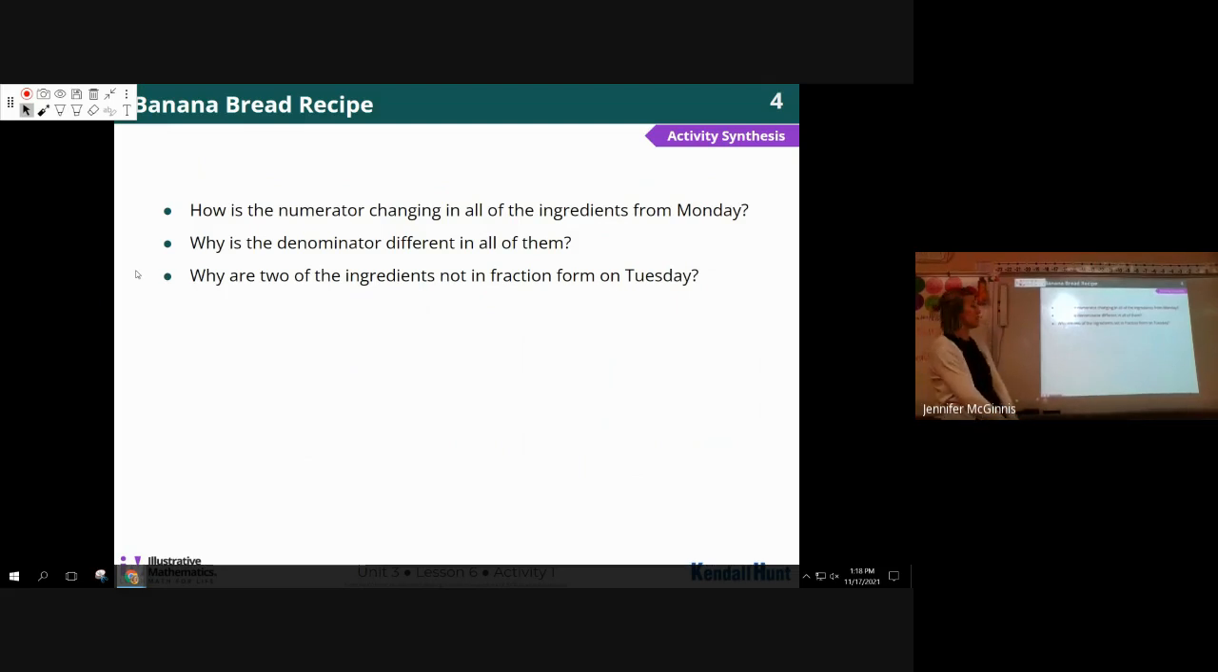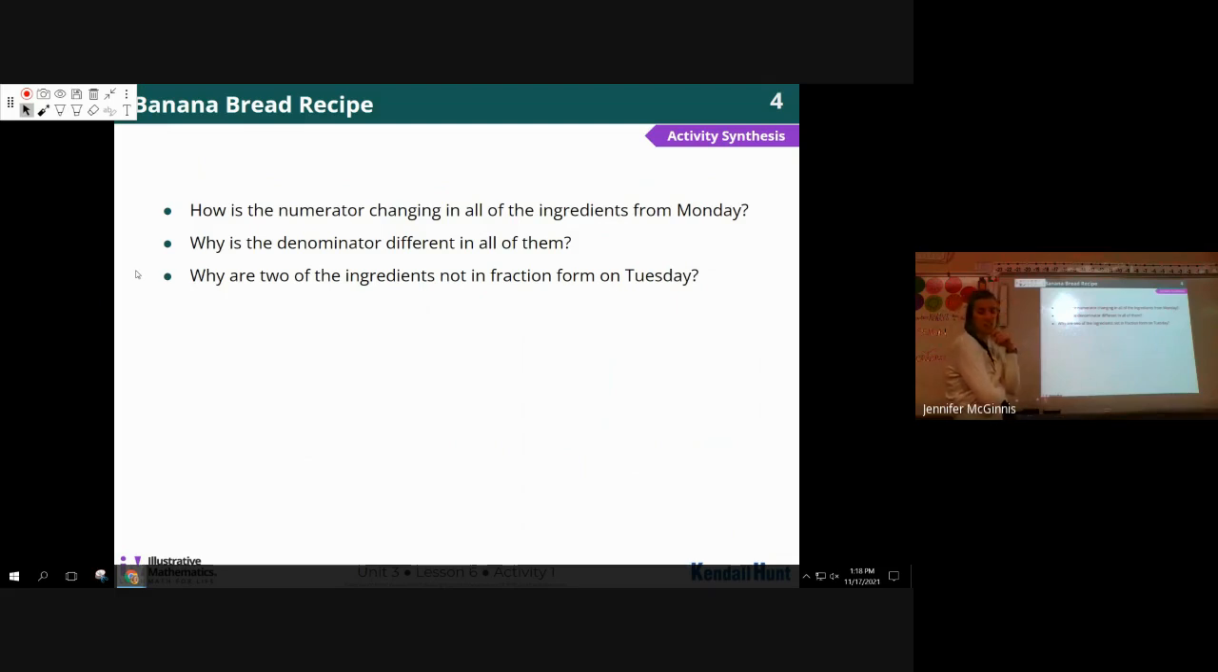Yeah, that's the Monday side. Look at the numerator of the values. How is the numerator changing in all of the ingredients from Monday? How is the numerator changing? Well, I kind of see it on this side there's all 2. On this side there's all 4. Yeah, so look at the side that has all 2s.